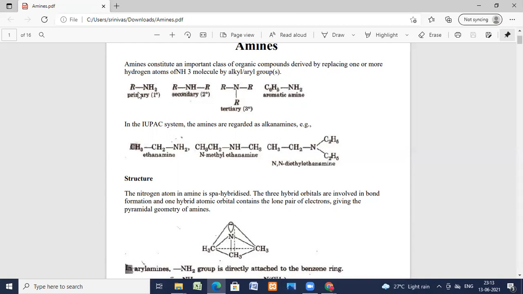And if here you have an aromatic group, then that is an aromatic amine. If you have an alkyl group, that is an aliphatic amine.